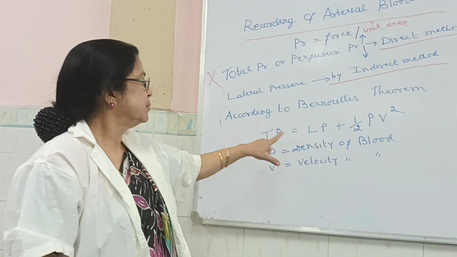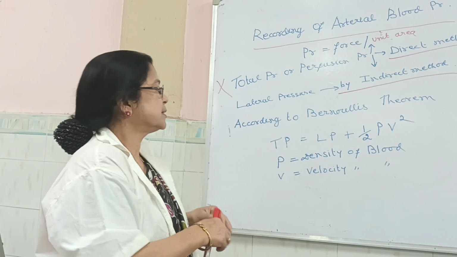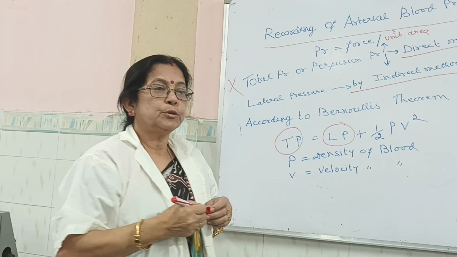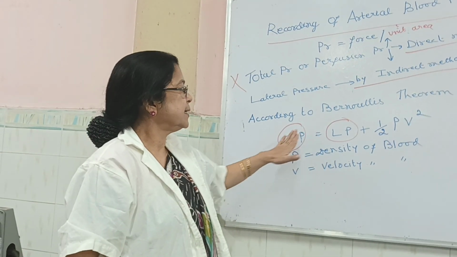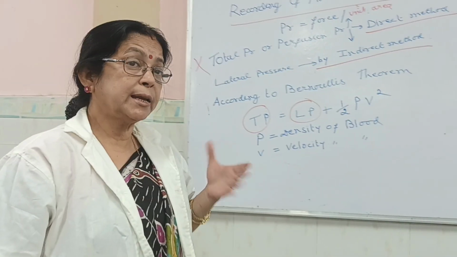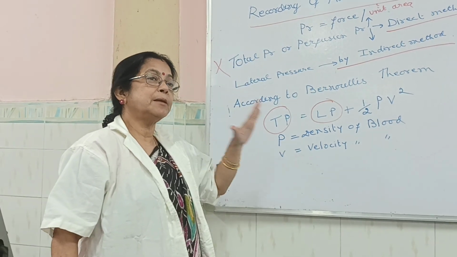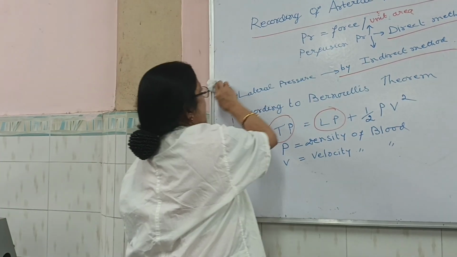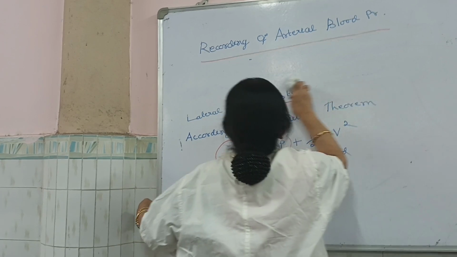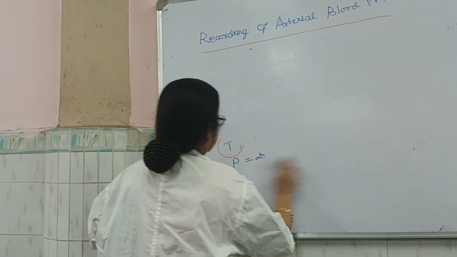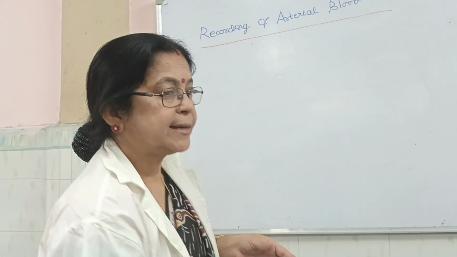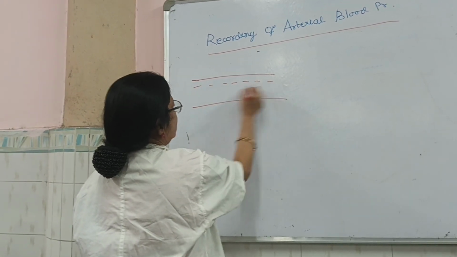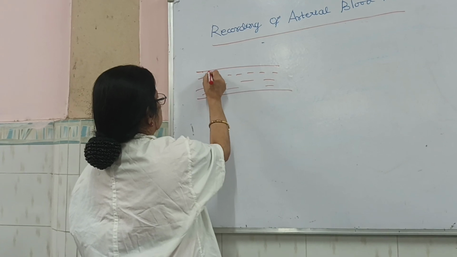From this theorem, if we measure this lateral pressure, we are getting an idea of the total pressure. So lateral pressure should be within a normal range. Now we cannot measure this total pressure by the direct method. So what will we measure? We measure the lateral pressure. Now what is lateral pressure? Suppose this is the blood vessel. This is a flowing column of blood.